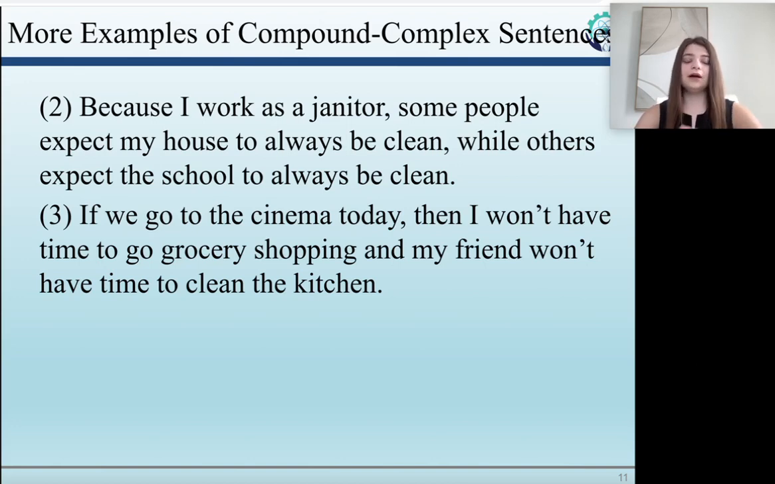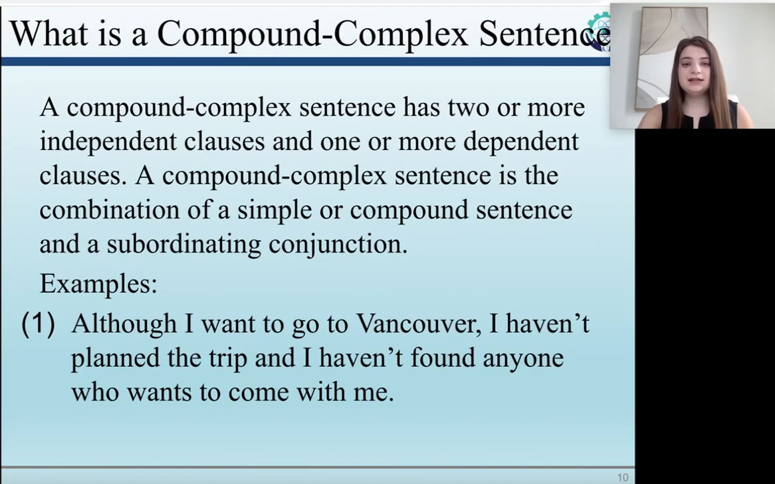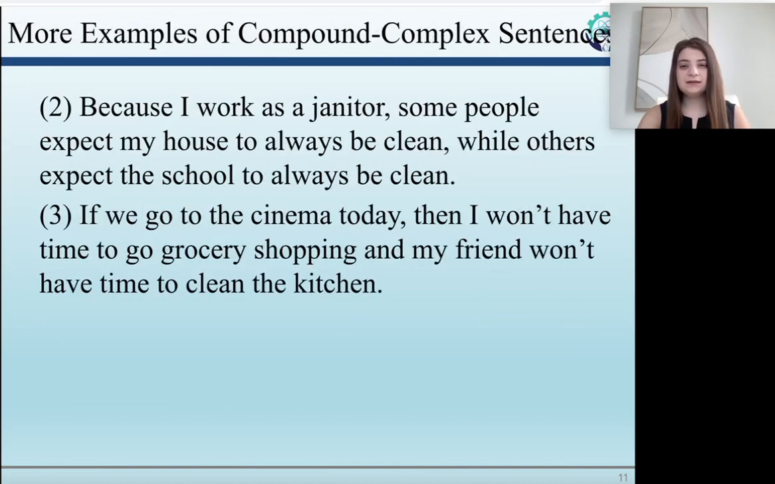Right? So there we go, another example. Number 3: if we go to the cinema today, then I won't have time to go grocery shopping, and my friend won't have time to clean the kitchen, right? So there we go. We have at least 2 independent clauses combined with a dependent clause, right?